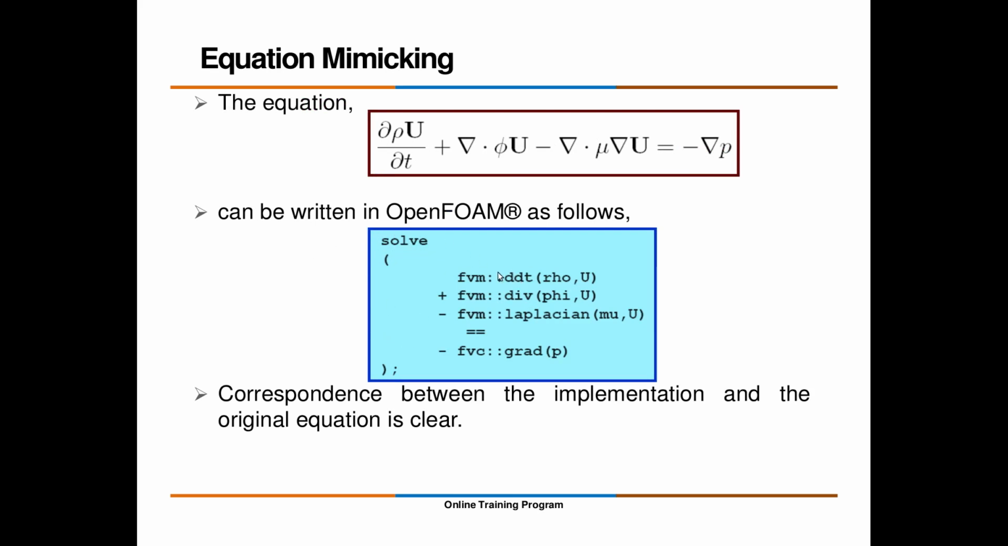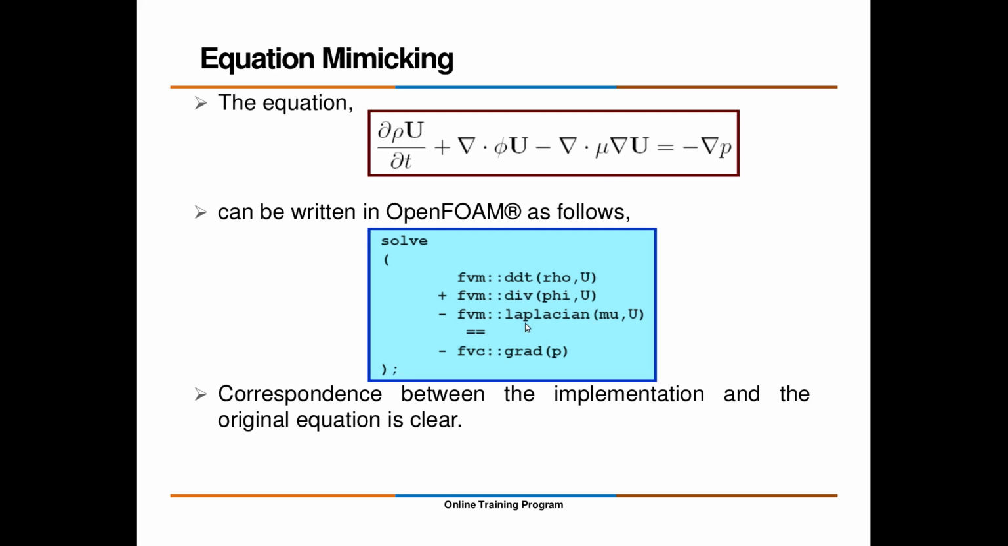So solve, this is FVM, the finite volume part, and this is the DDT of rho u, this is divergence, this is Laplacian, and this is a gradient. If we want to write a solver for these equations, we have to write only these 4 lines, that's it, and with the help of that you are able to code this.